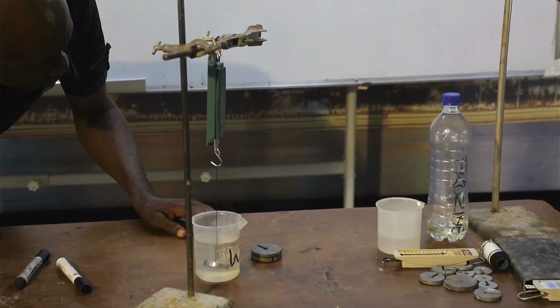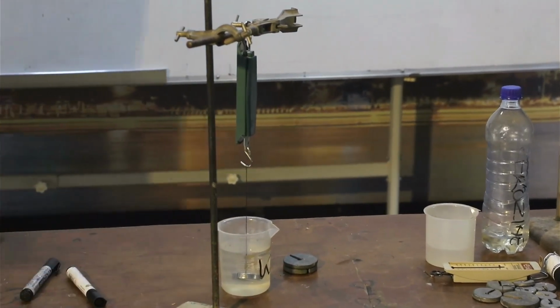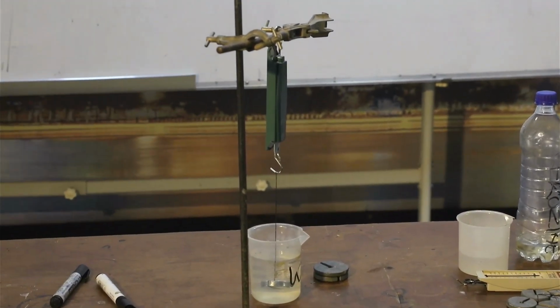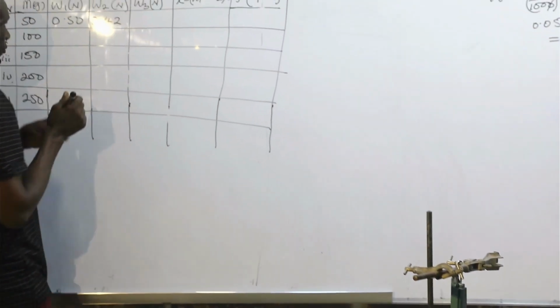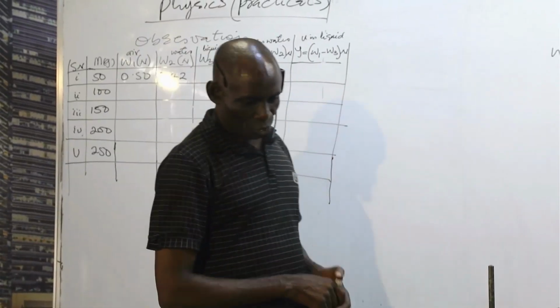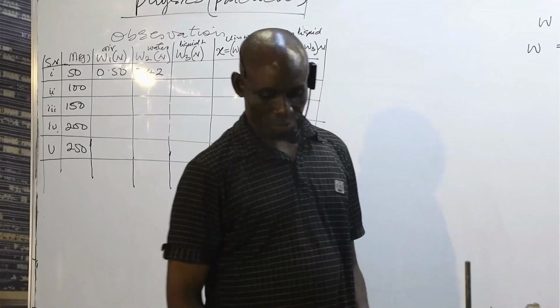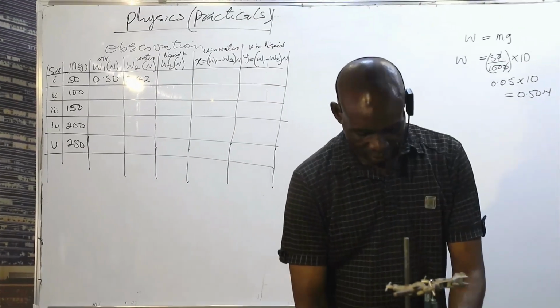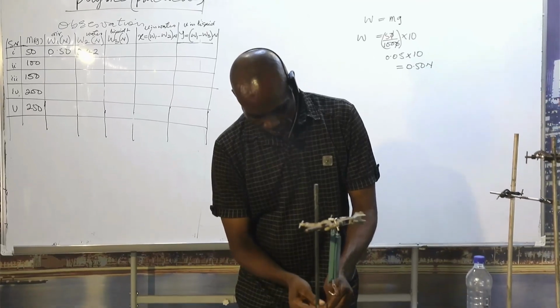From here I can read 0.42. 0.42 in water. This is water. So after taking the reading, I can remove it from the water.